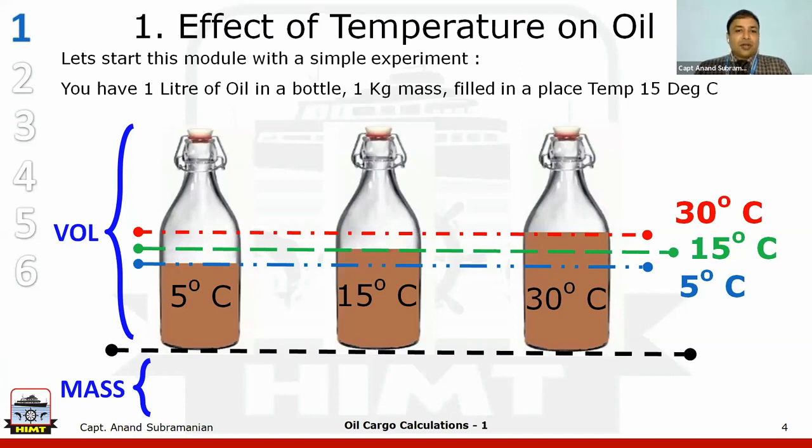Now let us also look at the mass part of it. As I said, in the initial condition itself, the mass, the weight of the oil is 1 kg. That means at 15 degrees Celsius, the weight is 1 kg. Now when we move the oil to a colder climate, when we take it to 5 degrees Celsius, what happens to the mass? What is the change in mass?